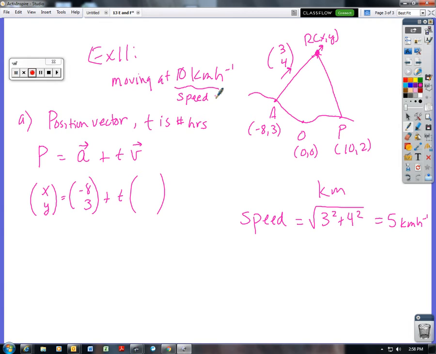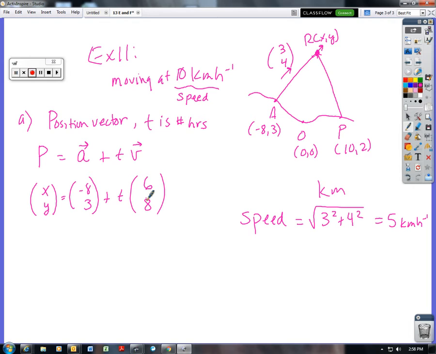Well, that happens to be twice the speed of this direction vector, right? So they set this up nicely for us. All we need to do then is multiply the direction vector by 2. So 6 and 8. And you can check the math. I'm using the Pythagorean triples, the 6, 8, 10 triangle. Okay, so we've answered question number 1.